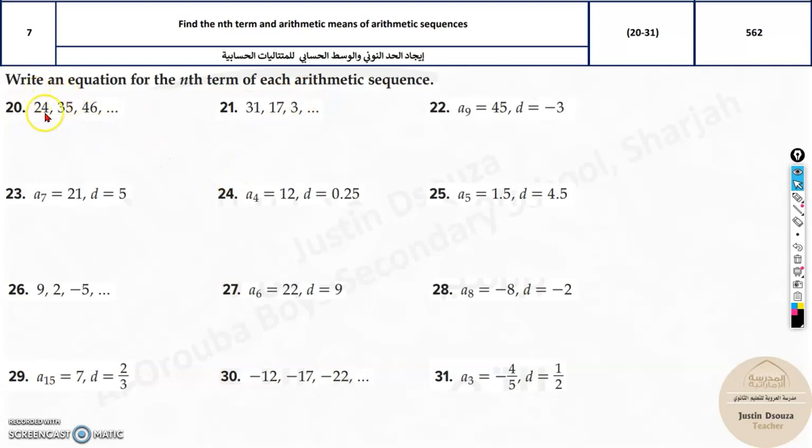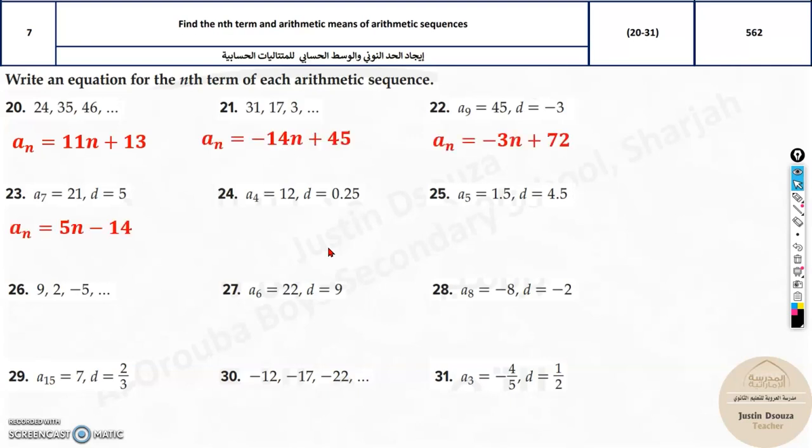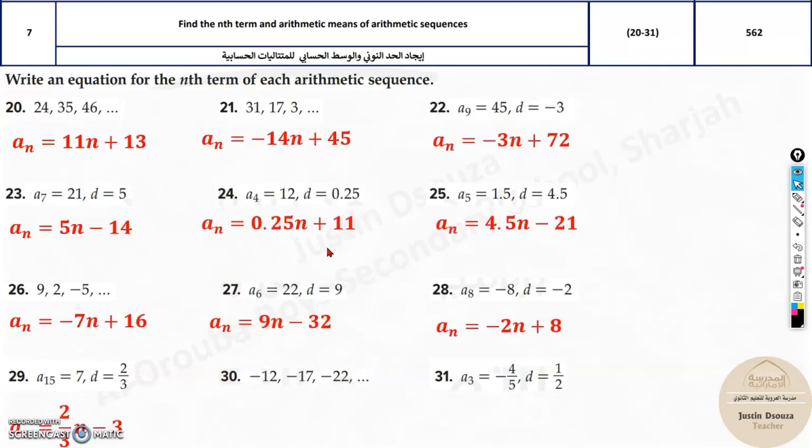Wherever there are sequences, you need to find the d value, the common difference, and then use the first term. If the d value is not given, first use the formula, find a1, and again use the formula and find the nth term. Please do it by yourself, and after you practice and solve it, check the answers. All the answers are shown over here, one by one. These are the answers.